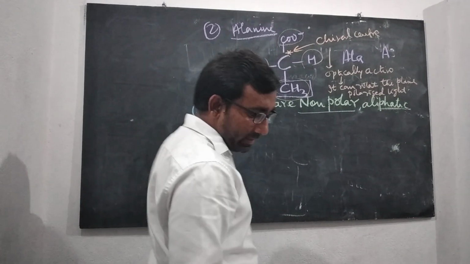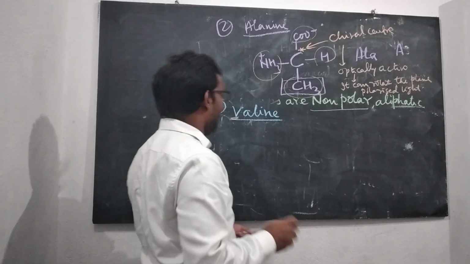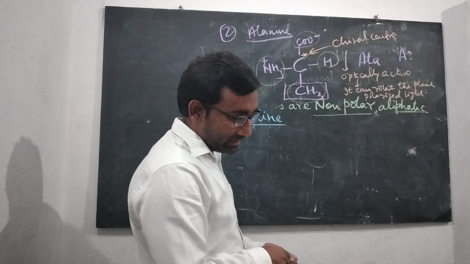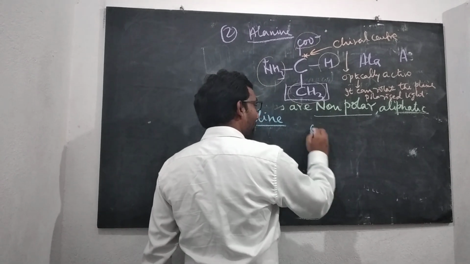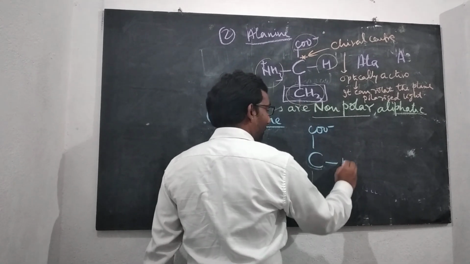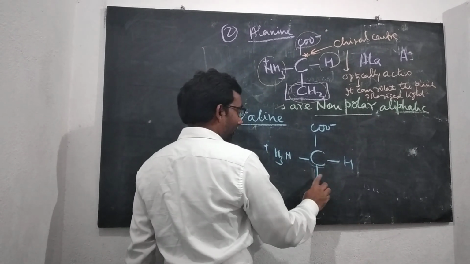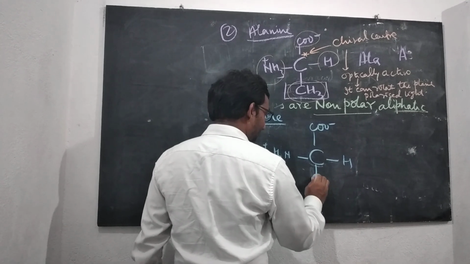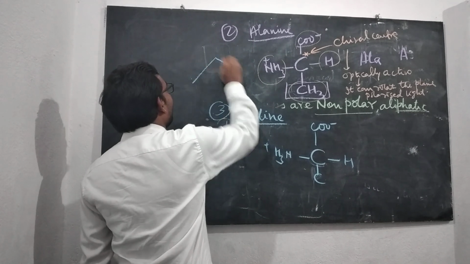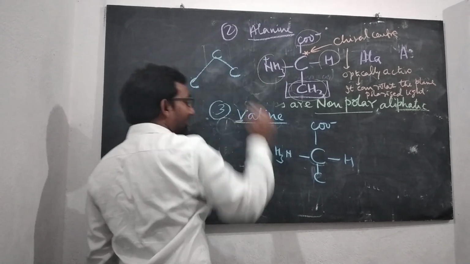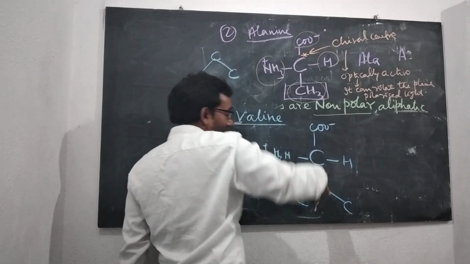Valine. How will you write the structure of valine? Valine is written as V, so it will be very easy. I will show you how to write the structure of valine. Just put here C. This side you put CO minus, this side H, this side NH3 plus, and this side you write C. And then how do you write V? One C here, one C here. This is just the rule of thumb. Like this, you see, I have written here V.